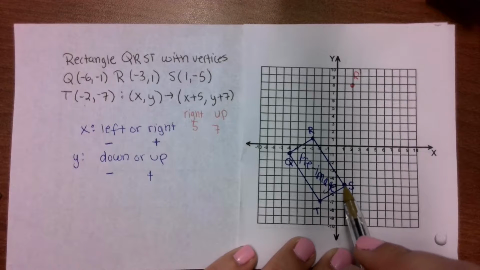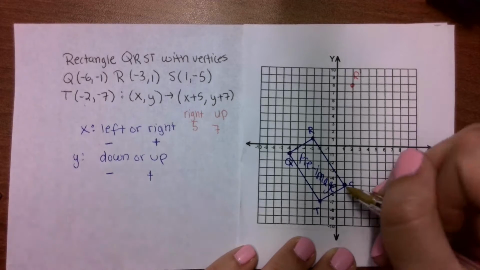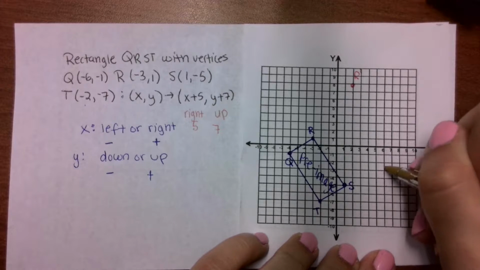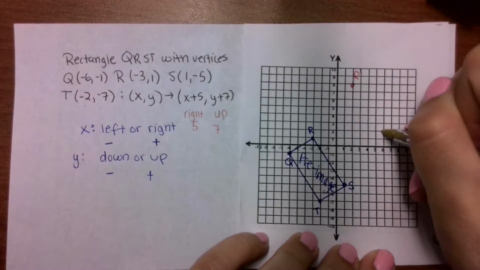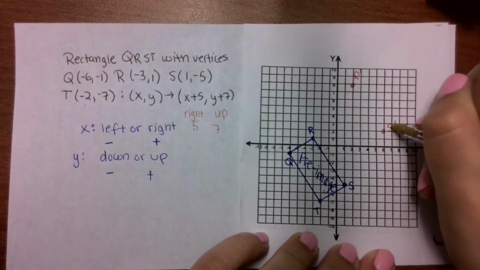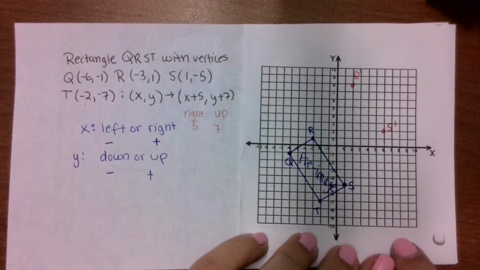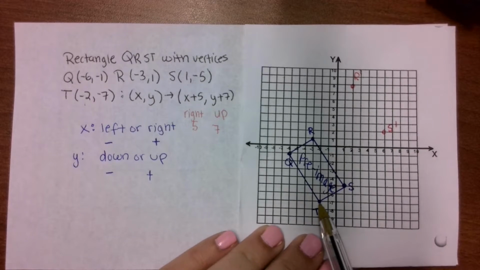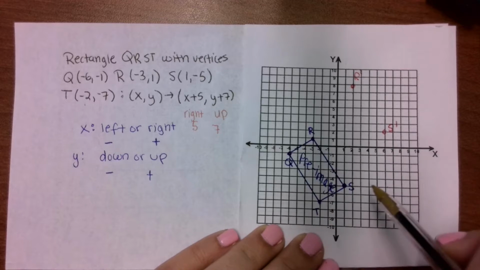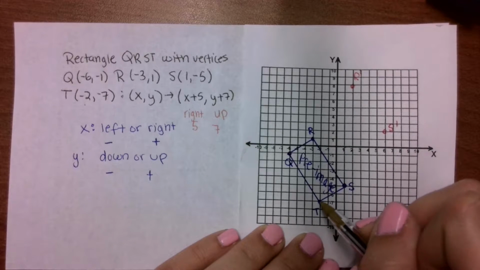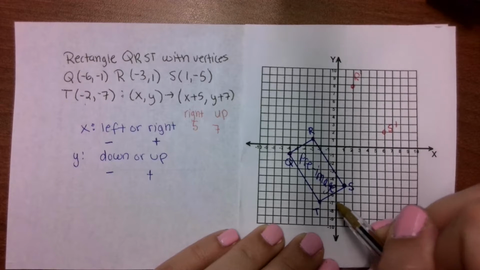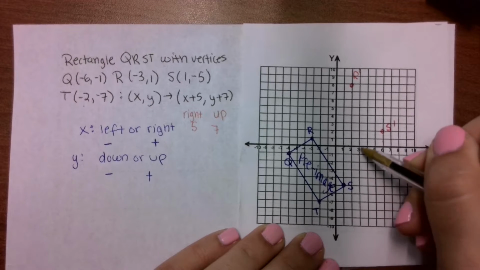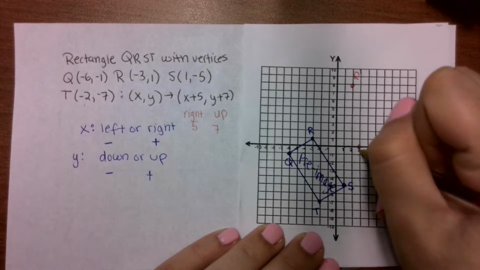Next, we're going to take S. We're going to move it 5 to the right. 1, 2, 3, 4, 5, and then up 7. 1, 2, 3, 4, 5, 6, 7. So this is now S prime, because it's not the same S, so you have to label it differently. Okay, next we have T, so I'm going to move it over. And it doesn't matter which order you do it, just make sure you do all the points. So for T, I'm moving 5 to the right, 1, 2, 3, 4, 5, and up 7. 1, 2, 3, 4, 5, 6, 7. So this is going to be T prime.